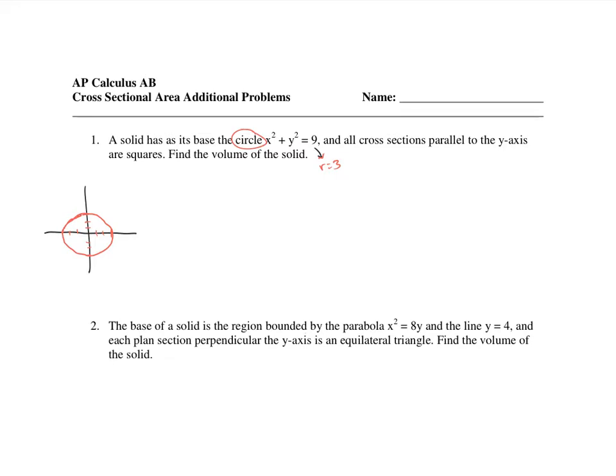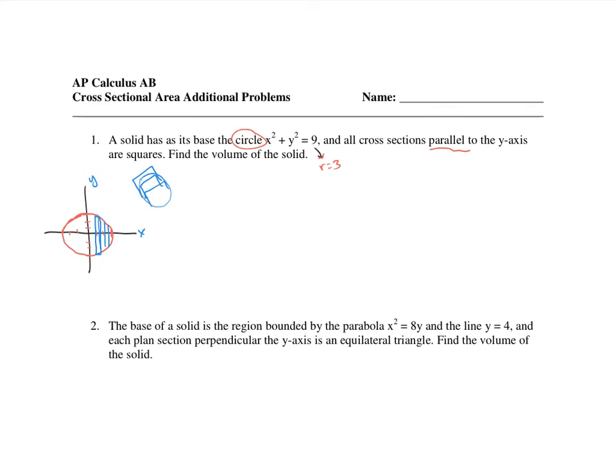And what we've got going on is that the cross sections parallel to the y-axis are squares. In other words, I have squares coming out of the paper like this, parallel to the y-axis. So three-dimensionally, this will have a circular base, and then you've got these squares that just come out of it like that, kind of coming out of the paper. So looking at it in a three-dimensional sense.